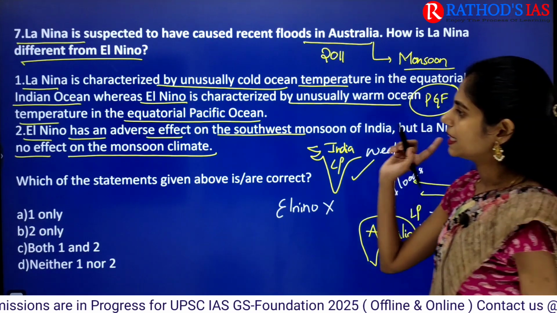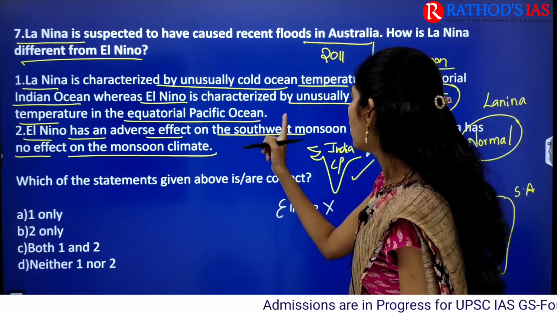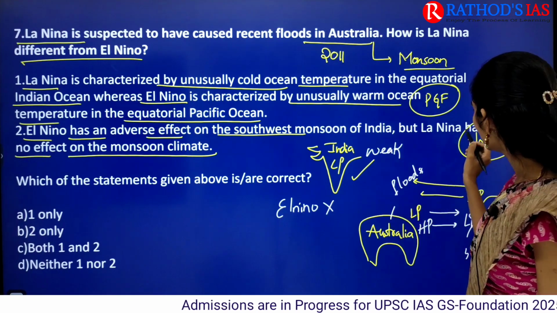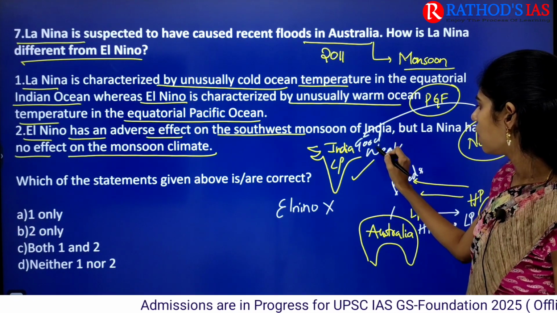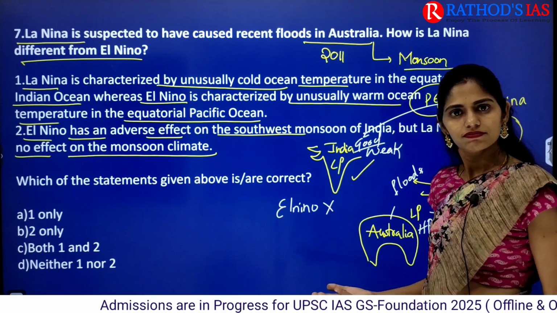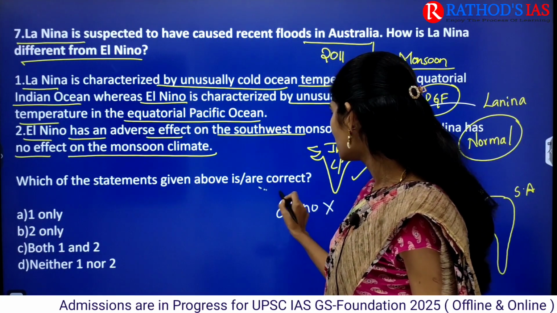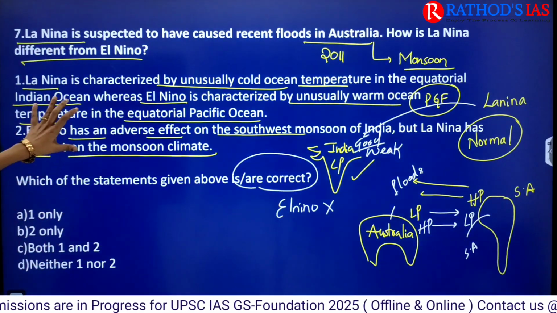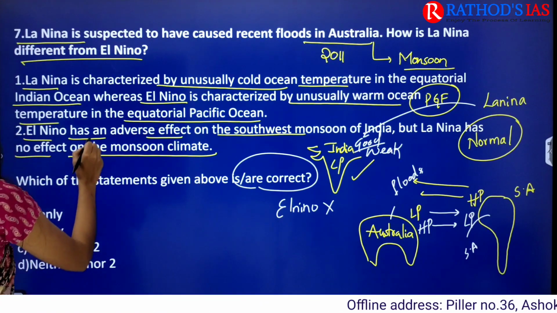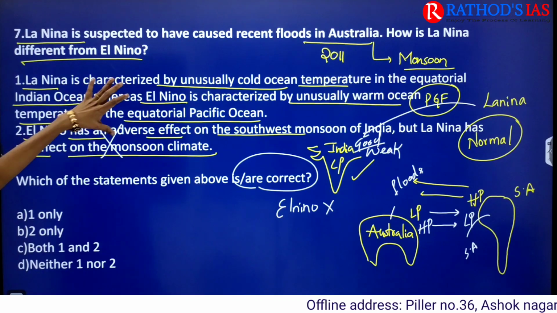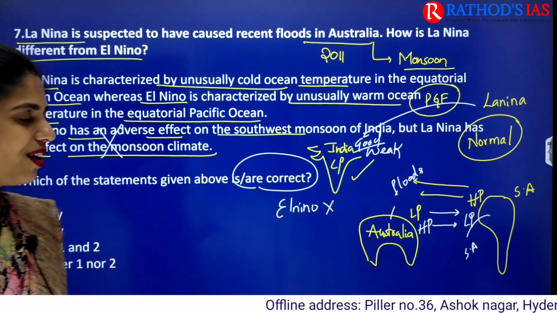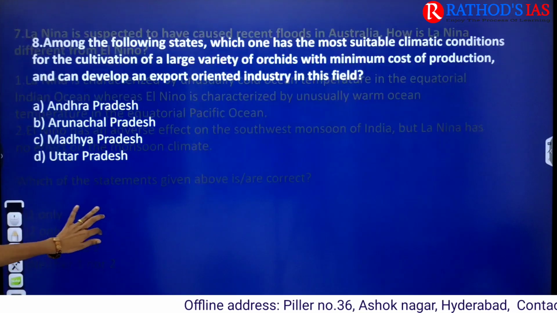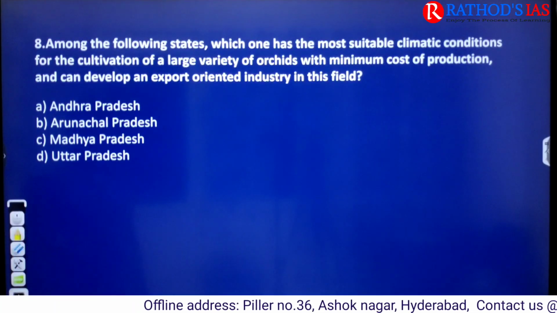Okay. And the second statement here is, El Nino has an adverse effect on the southwest monsoon of India, but La Nina has no effect. Why? If we are having La Nina, we will have a good monsoon. So how can we say La Nina has no effect? No, right? So which of the following statements given are correct? I am giving the choice to you. Please let me know which is the correct option. I already said this second statement is incorrect. So please think about the first statement and let me know the answer in the comment box. This is a very important concept. That's why I am giving you the homework so that you will think. Yes. Now let us see the next question.